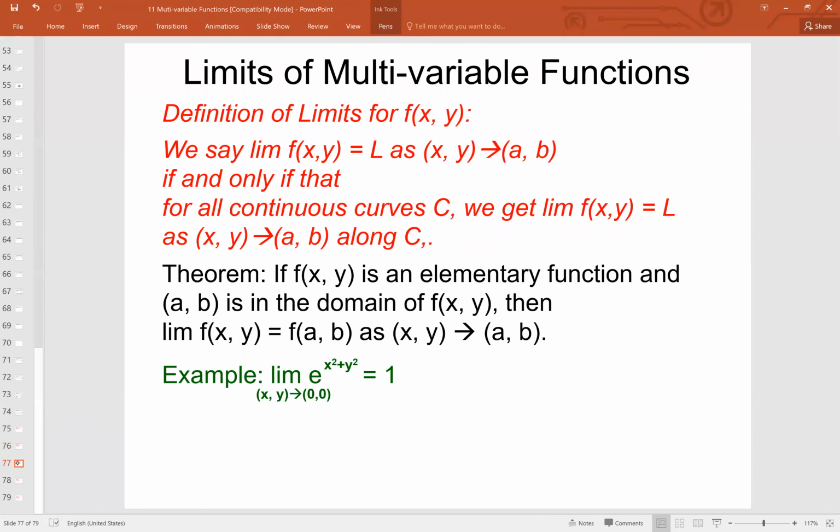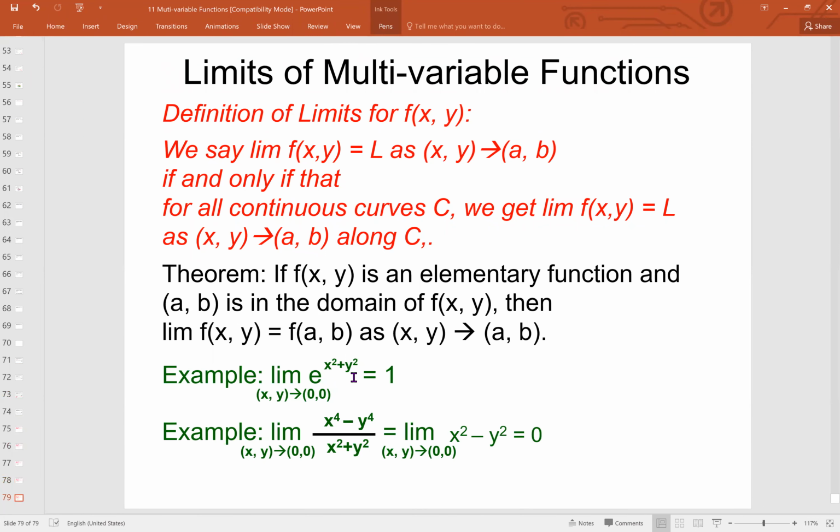For instance, when x, y approach (0, 0), because x plus y squared goes to 0, the limit of that is 1. And this one we can simplify first, and then that limit is going to be 0. So these are the basic facts about limits in multivariable functions.